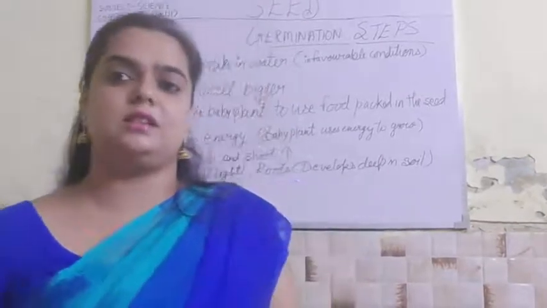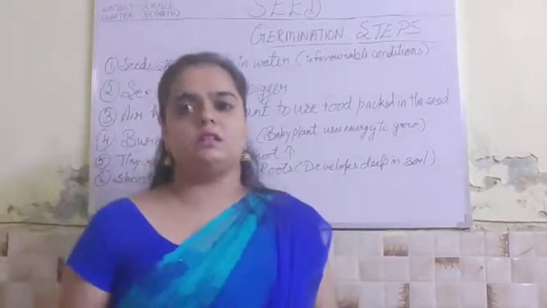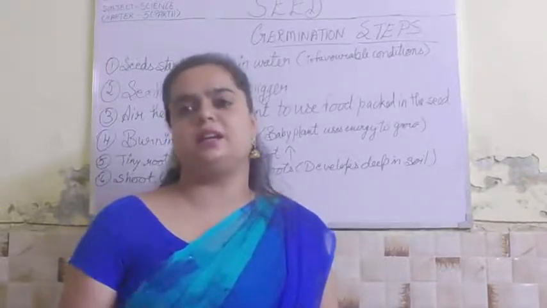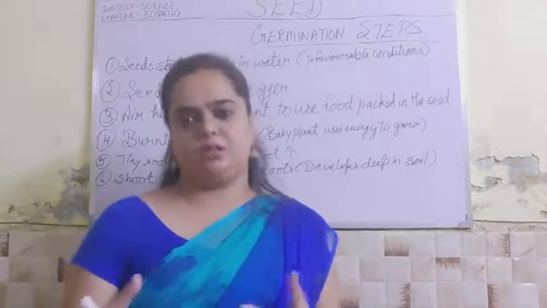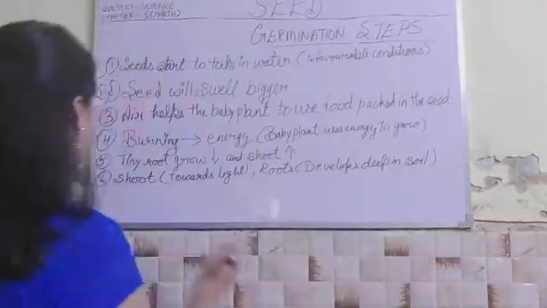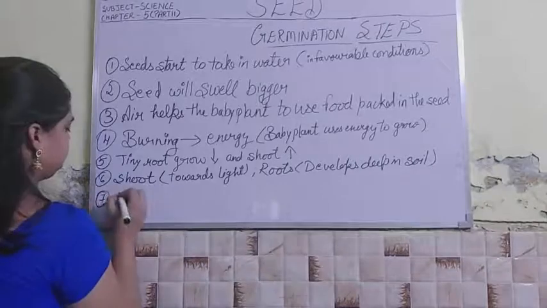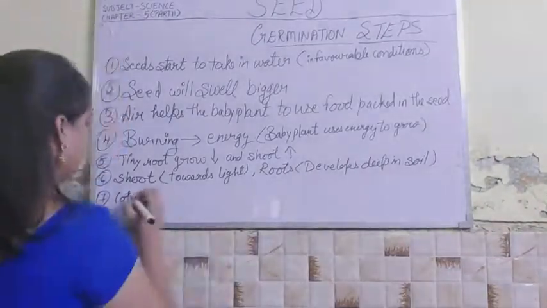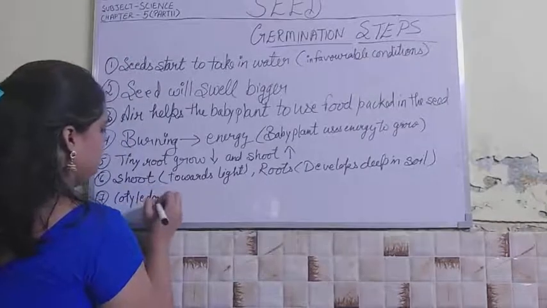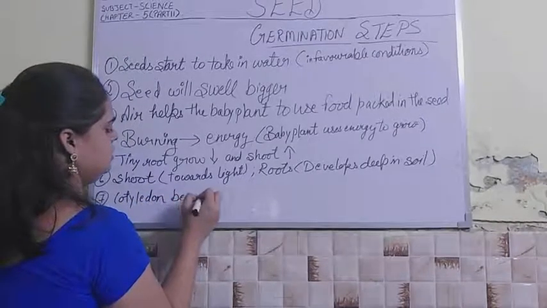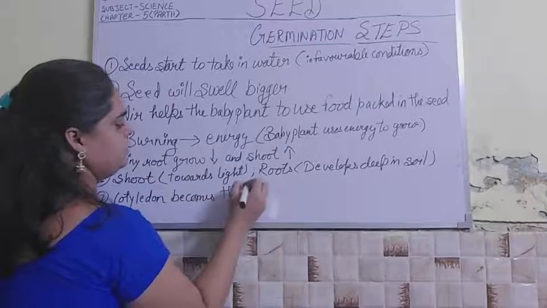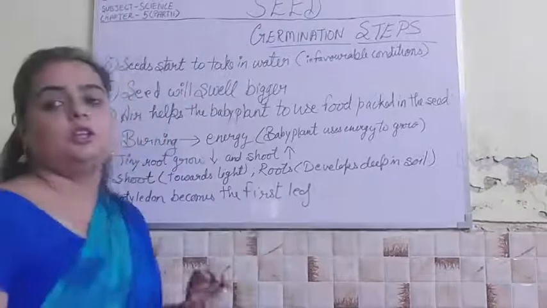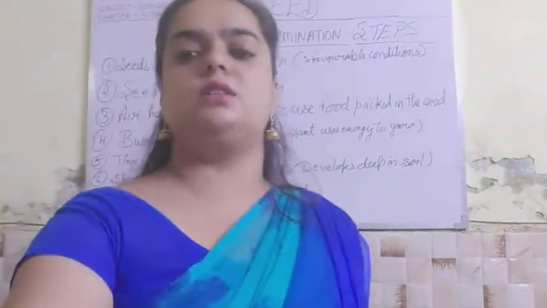And after that, the cotyledon later becomes the first leaf of the seedling when the seed germinates. Okay, after that, the cotyledon becomes the first leaf.